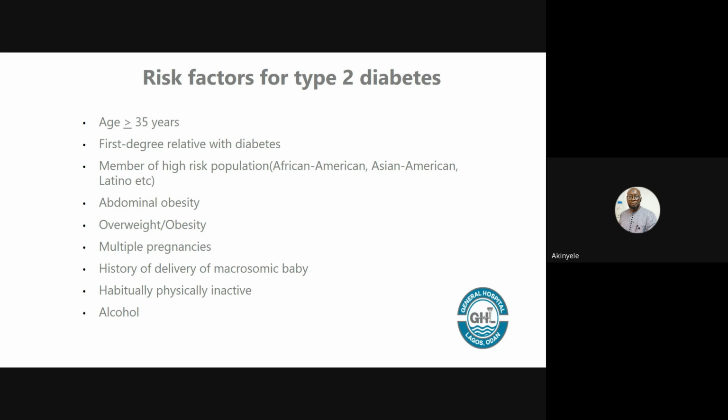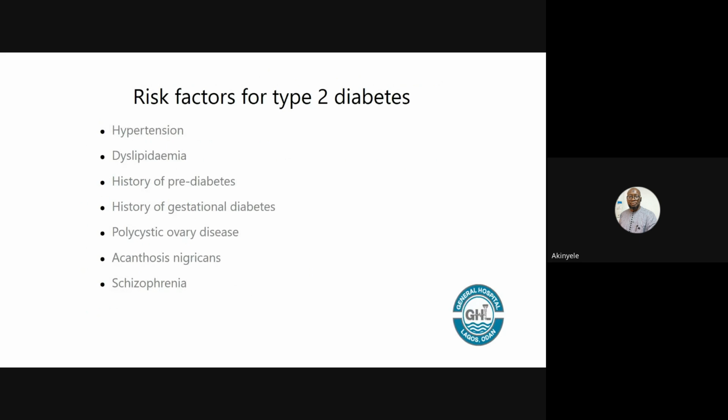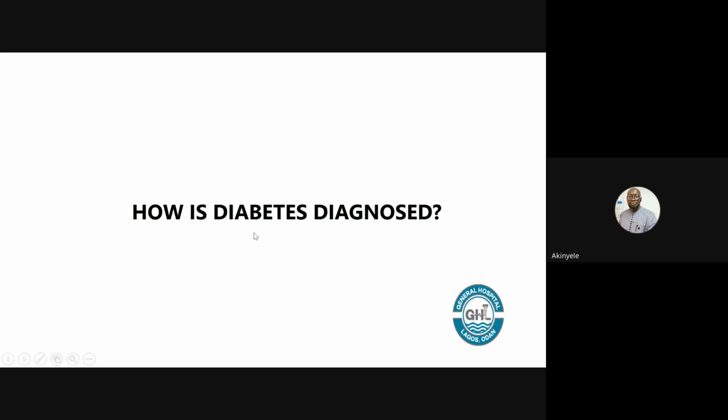And people who are physically inactive, with a sedentary lifestyle, patients who drink alcohol, who have cholesterol problems, hypertension, anybody who has been diagnosed with pre-diabetes may eventually go on to develop diabetes itself. Anyone who has had a history of gestational diabetes will eventually develop diabetes. Also people with polycystic ovary disease, acanthosis nigricans, which is a marker of insulin resistance. Anyone with a psychiatric illness like schizophrenia is also at risk of developing diabetes.